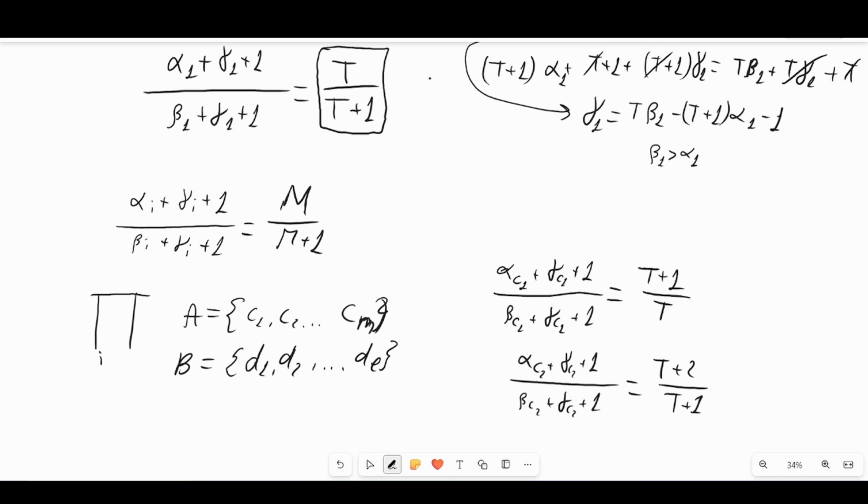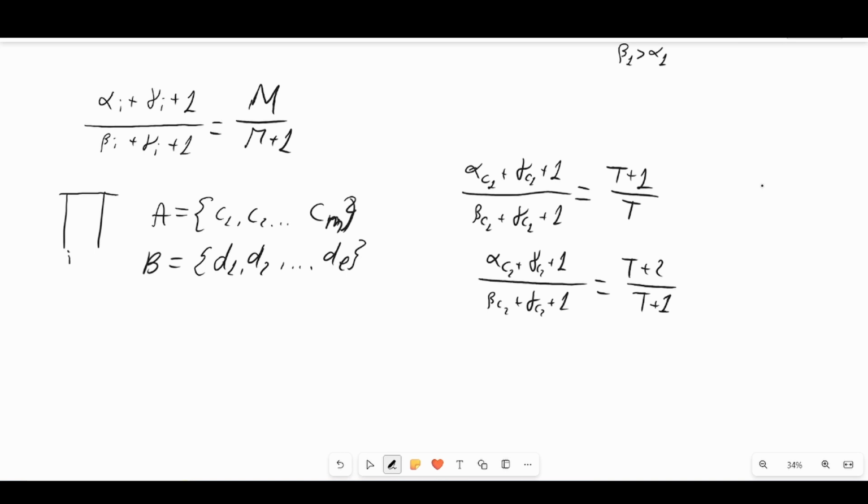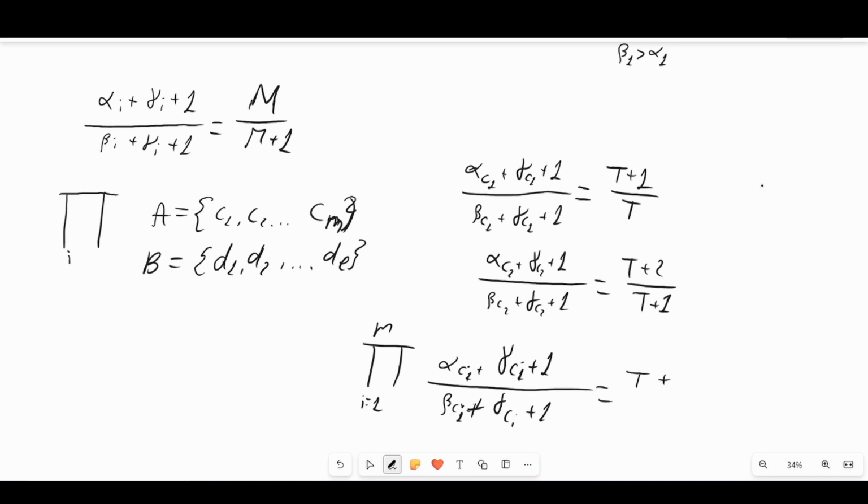How can we apply this to our lemma? What will be the total product? Their product, for i from 1 to m, of alpha Ci plus gamma Ci plus 1 over beta Ci plus gamma Ci plus 1, sorry, we need to write i here. This would be t plus m over t.